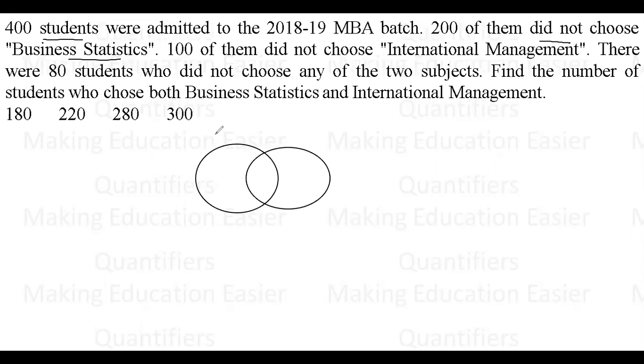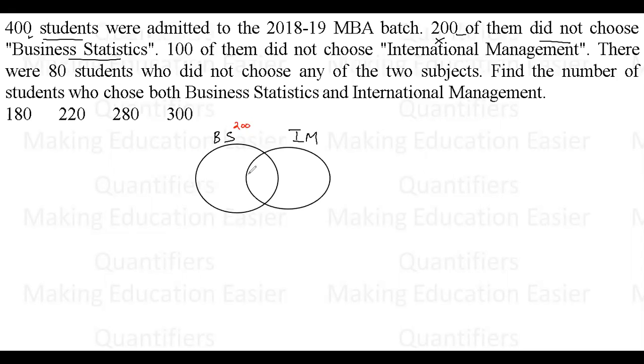So if we assume that one circle is representing students who choose business statistics, and the other circle is representing the students who choose international management. Now it is given that 200 did not choose business statistics. So students, I can say 400 from total, I am subtracting this 200. So this circle comes out to be 200 now.